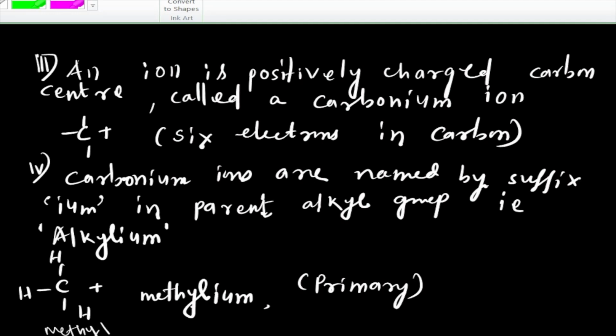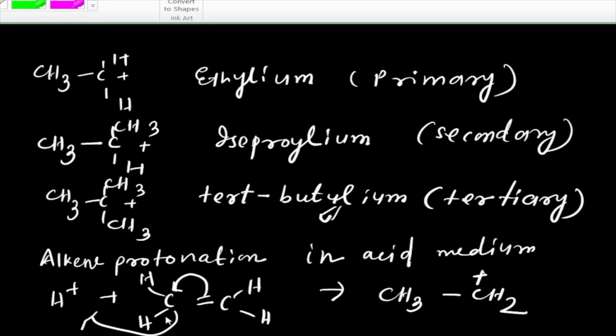So what happened? Methylium. And you see this is the primary one, because here a CH2 group is attached. So it is primary. Similarly, ethylium is also primary because CH2 is there. If CH2 attached, primary. If CH attached, secondary. If only C attached, tertiary. Now it is ethylium.